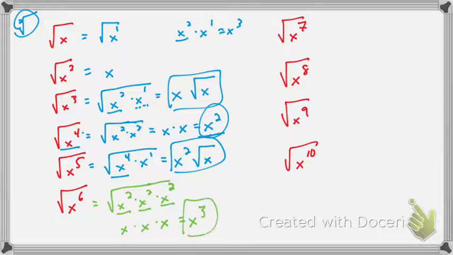Does it hold true? 4 divided by 2 is 2. That's how we got that one. 6 divided by 2. Does that give me 3? It does for the exponent. Awesome. So that's why that's going to be x to the third.